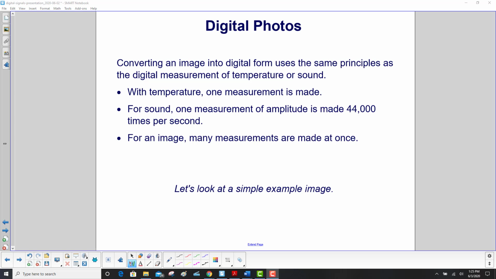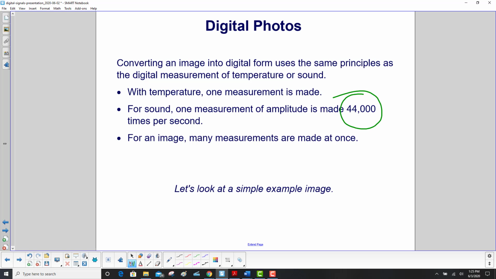What if we have a photo we want to convert and send somewhere? Well, converting an image into digital form uses the same principles as a digital measurement of temperature or sound. Temperature, one measurement is made, right? It's 42.3 degrees. For sound, one measurement of amplitude is made 44,000 times per second.